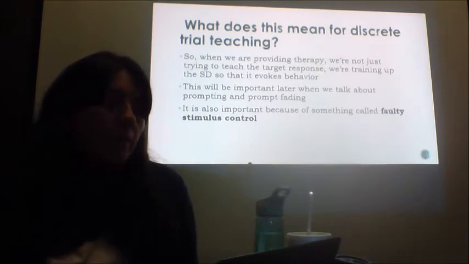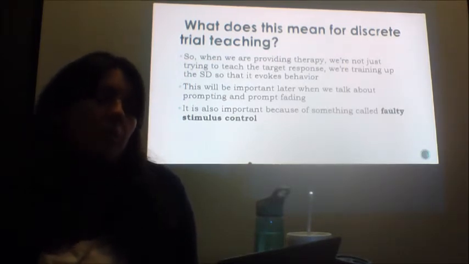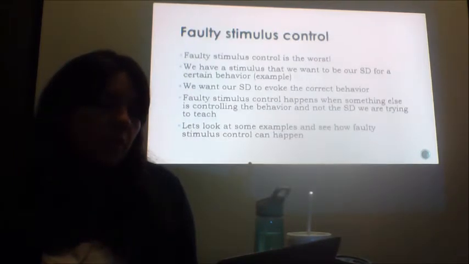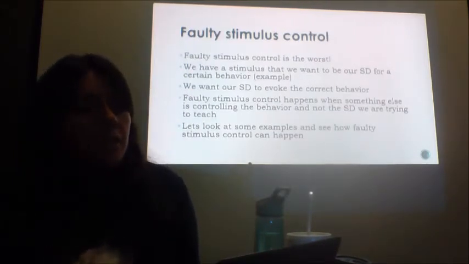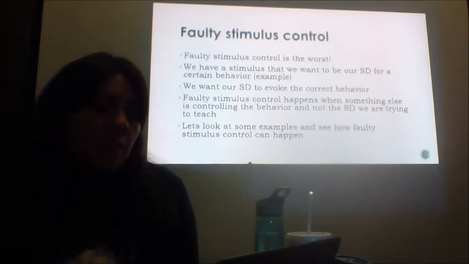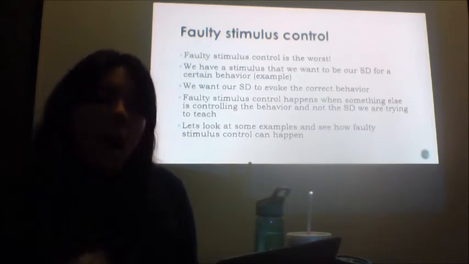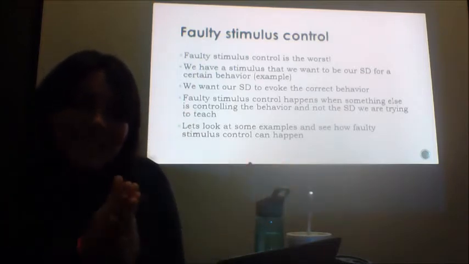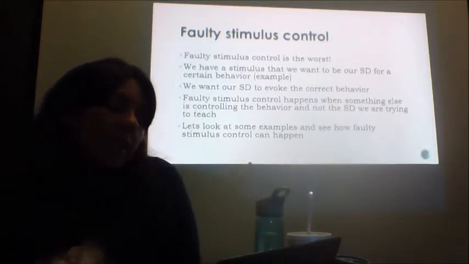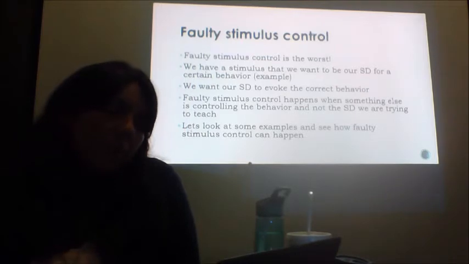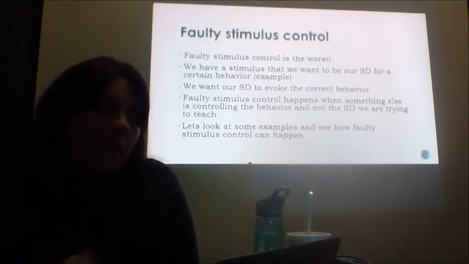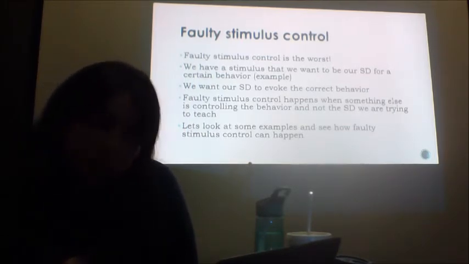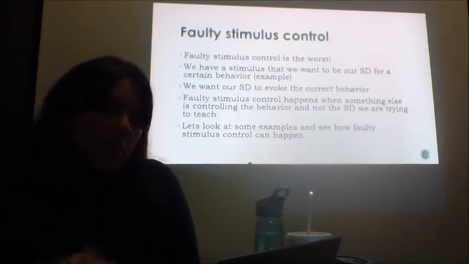This is important later when we talk about prompting and prompt fading. And it's also important because of something called faulty stimulus control. Faulty stimulus control is the worst. What happens is we have a stimulus that we want to be our SD for a certain behavior, and then we want that SD to evoke the correct behavior. Faulty stimulus control happens when something else is controlling the behavior and not the SD we're trying to teach. So let's look at some examples and see how this can happen.